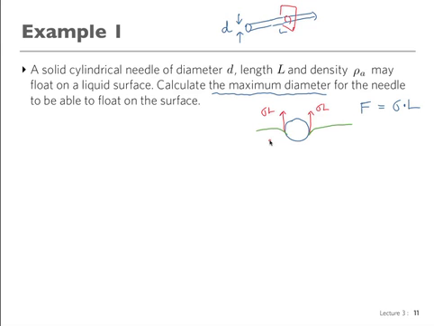And so now we can make a very simple free body diagram of this situation, because obviously there's the weight acting downwards and the surface tension acting upwards. And so surface tension, we see, provides an upward force, which balances the weight of the needle.